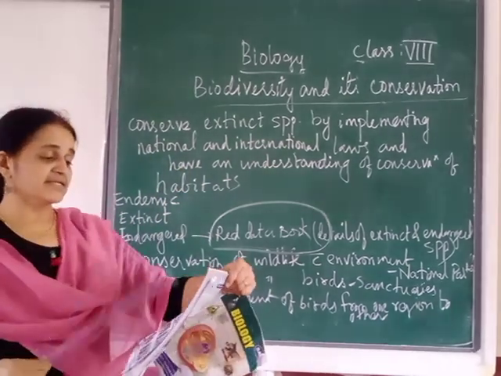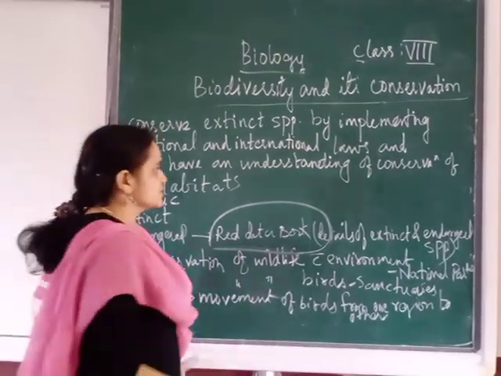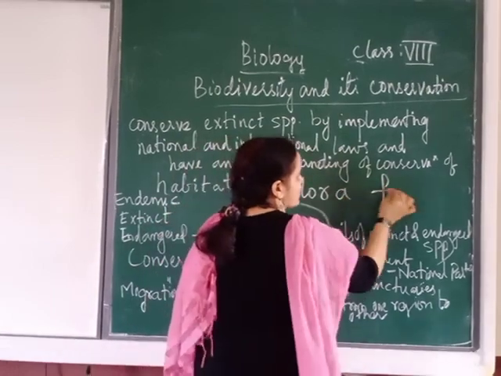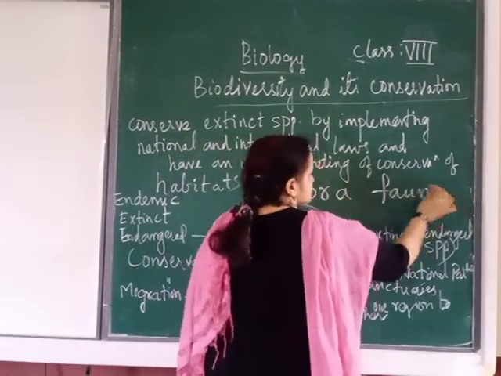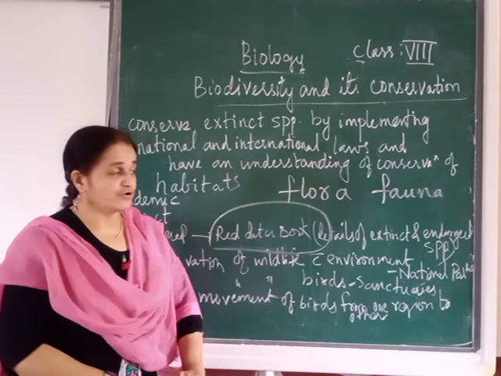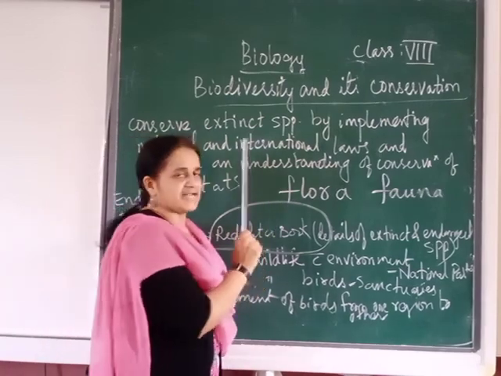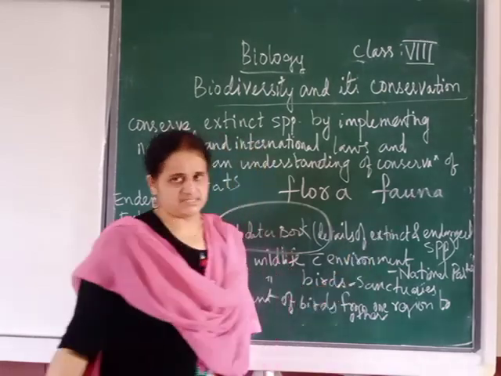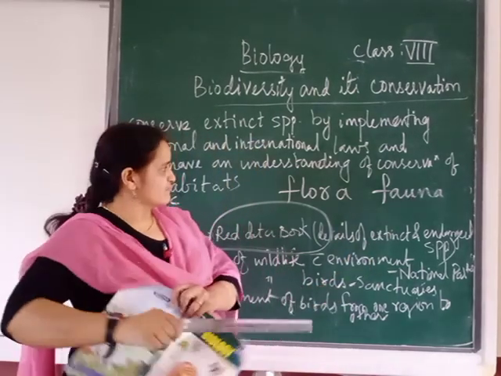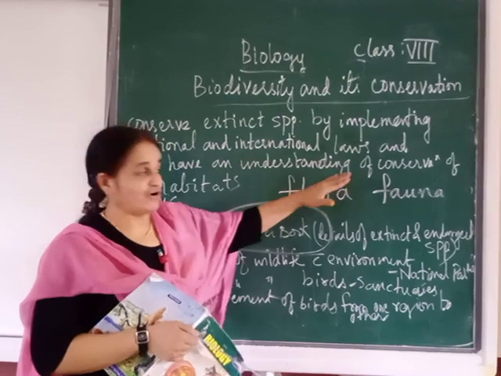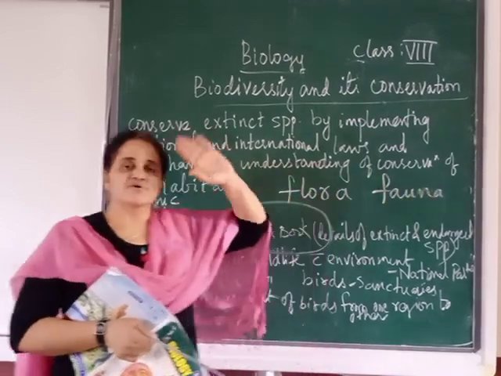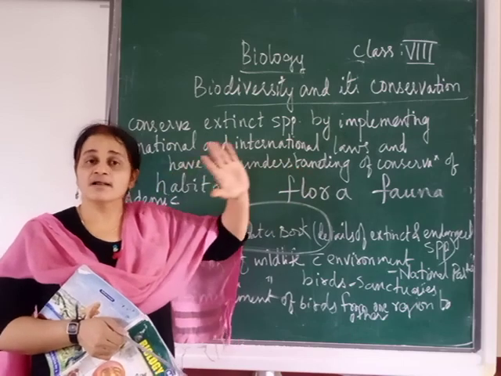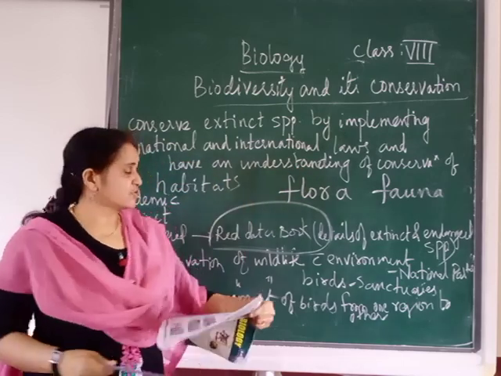You know, two terms are there in biology: flora and fauna. What is the meaning of flora? Flora means all the plants. Fauna is all the animals. So flora is plants, fauna is animals. Remember, flora stands for plants, fauna for animals.